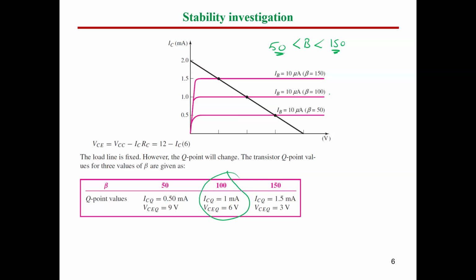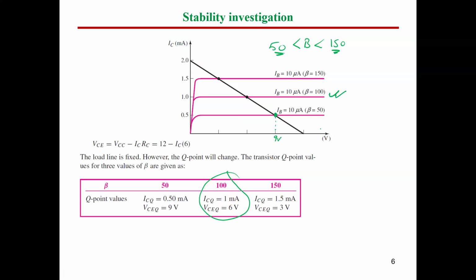So this is my first operating curve. If I have beta equals 50, I'm going to draw another curve. This curve will intersect with the load line at VCE equals 9 volts and IC equals 0.5 milliampere. This is our new curve if beta equals 50.